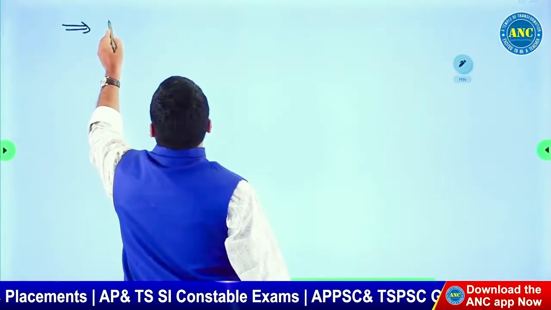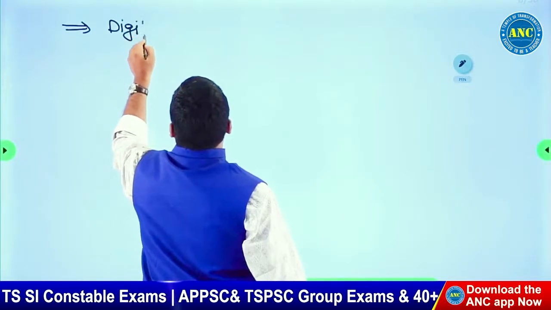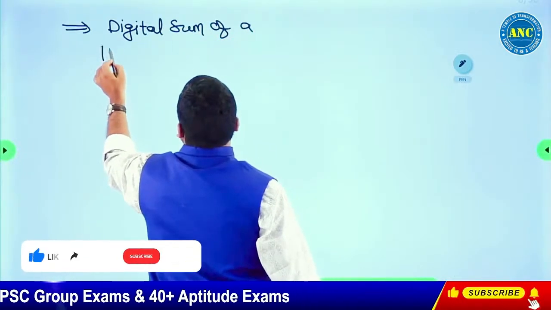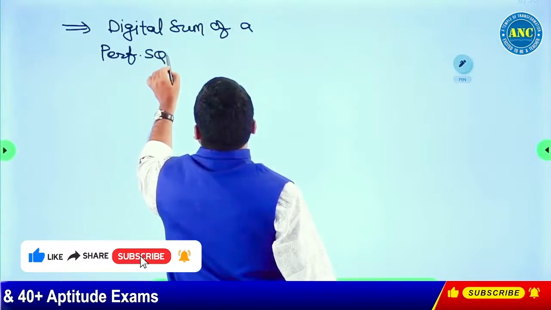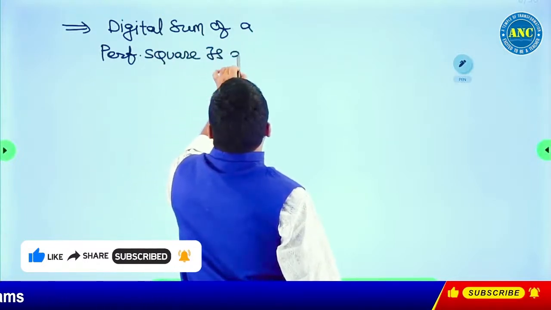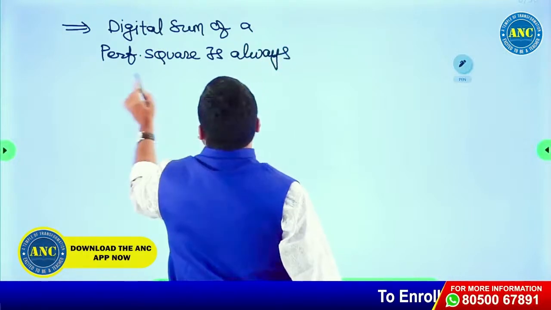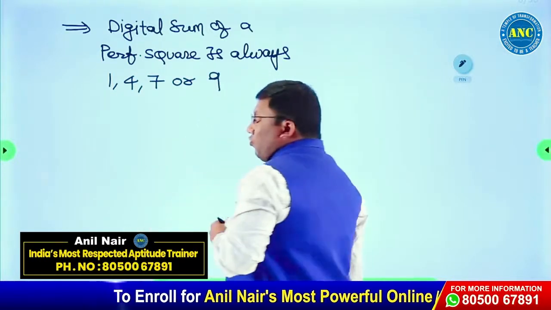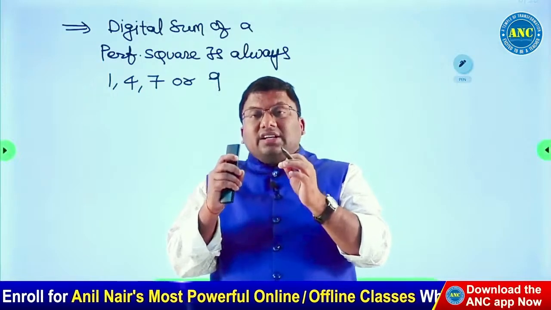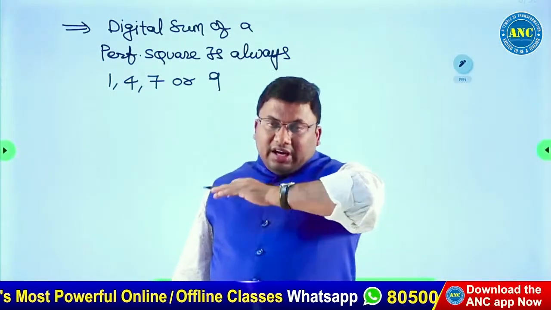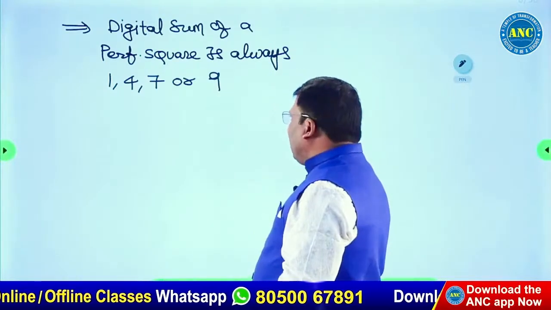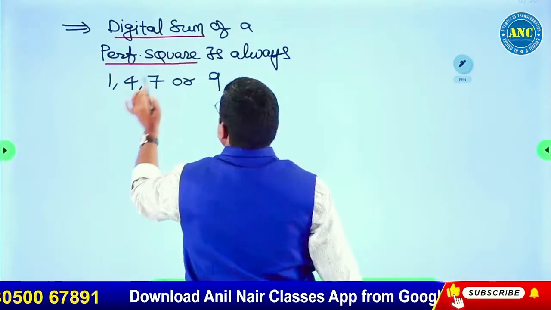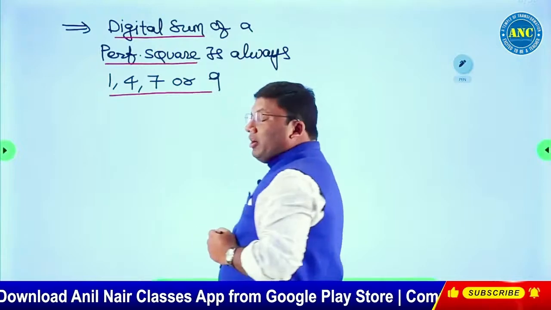Another property. The digital sum of a perfect square is always 1, 4, 7 or 9. Anything where you get a digital sum other than 1, 4, 7 or 9, it is not a perfect square. If the number is a perfect square, the digital sum will always be 1, 4, 7 or 9.